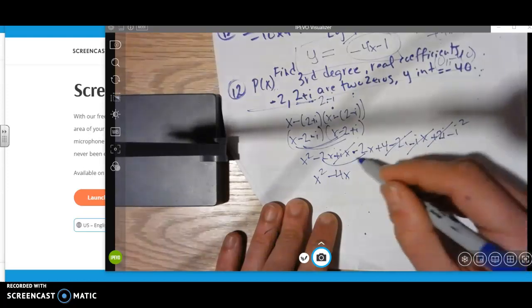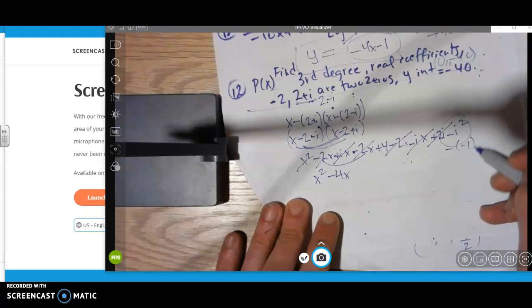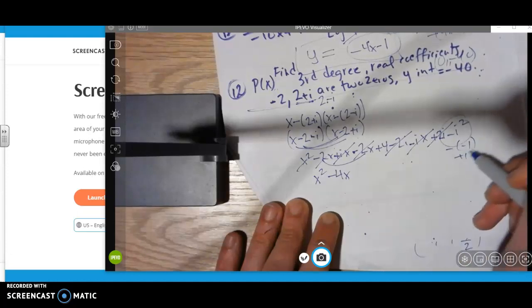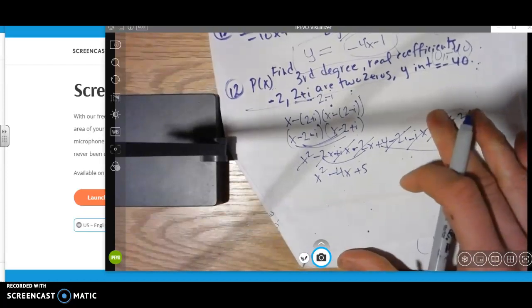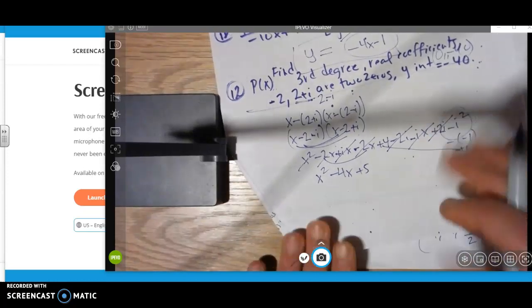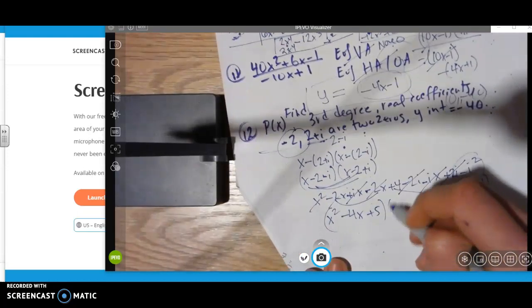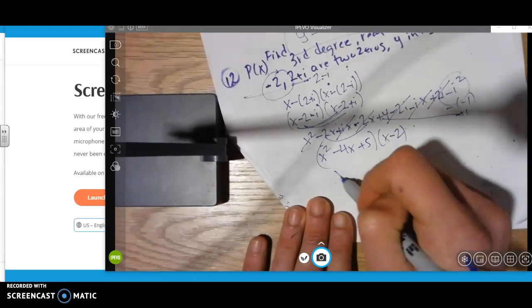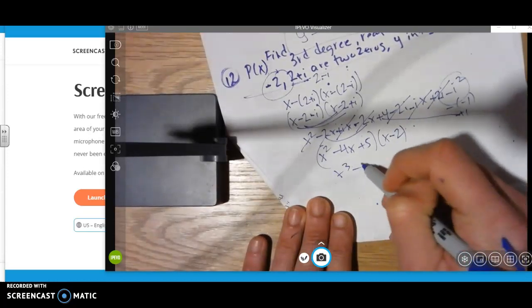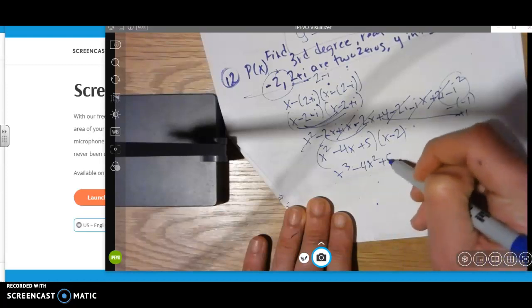And then we also have minus i squared, which is minus negative 1, which is plus 1. So that's plus 1 and plus 4, which is plus 5. Now we have x squared minus 4x plus 5. And remember, they gave us the first root of negative 2. So that means I multiply this times x minus 2, and we get x to the third minus 4x squared plus 5x.